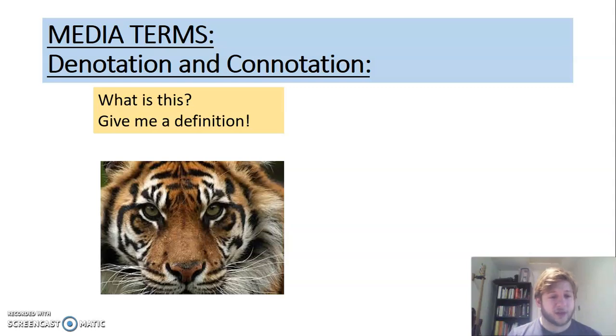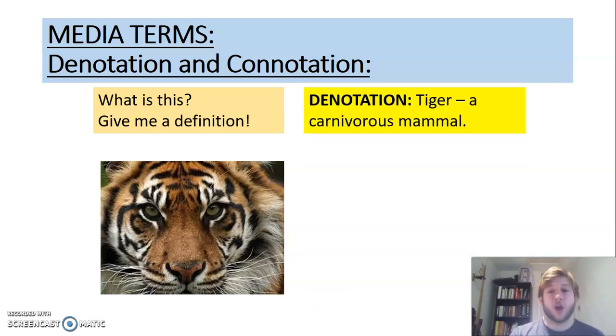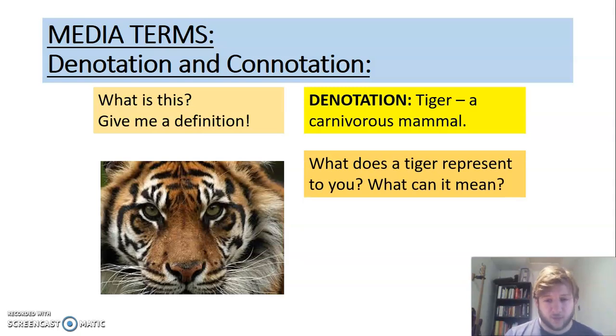What's the denotation? Okay, so the denotation here, or what this image denotes, is a tiger, or a carnivorous mammal. What can a tiger represent though? So if you think through connotations, what does this image connote? What are the connotations of this image? Have 10 seconds, just write down the first thing that comes to mind.